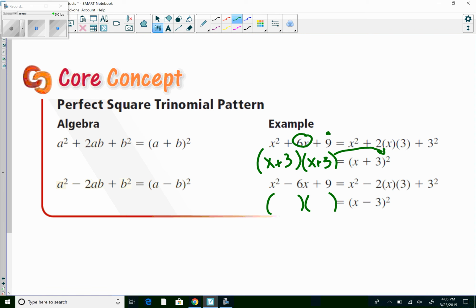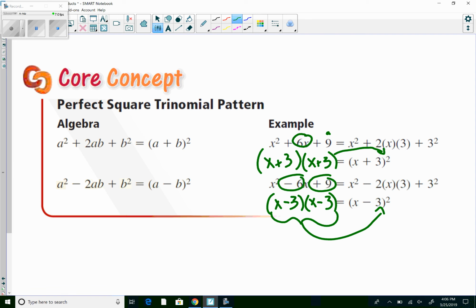Okay, kind of the same concept. I've got x and x. What are my factors of 9 that are going to give me negative 6? Well, these both have to be negative then, because when I add them together, my answer needs to be negative. When I multiply them together, my product needs to be positive. So that would be negative 3 and negative 3. Again, I'm just taking this whole thing, and that's turning into x minus 3 squared.